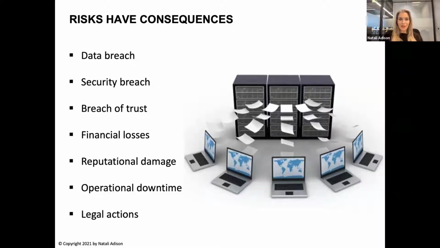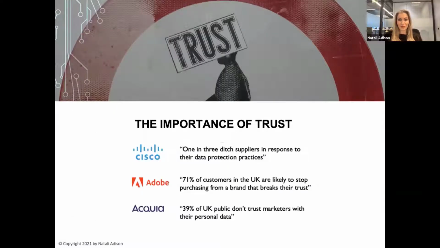As you may understand, risks have consequences. A lot of companies have been dealing with a lot of data breaches lately, security breaches, financial losses, legal actions. The most important from the list in front of you, which I personally find, is the breach of trust. Trust is the most important thing for your company to engage with consumers. Once you've lost trust, it is very difficult to regain it. As you can see on this slide, on the importance of trust, 1 in 3 customers leave data suppliers in response to their data protection practices or lack of practices.